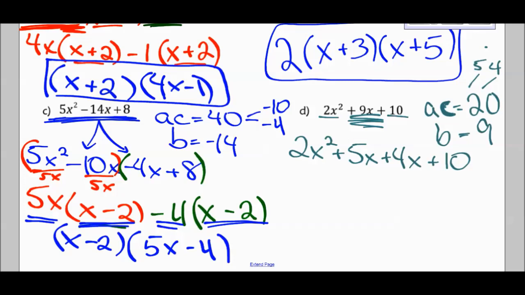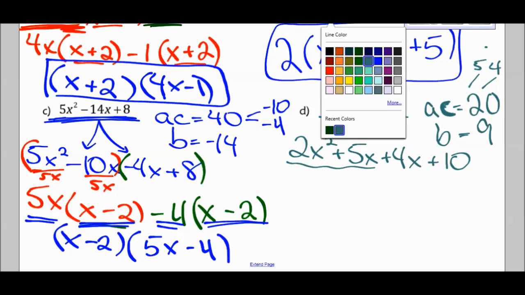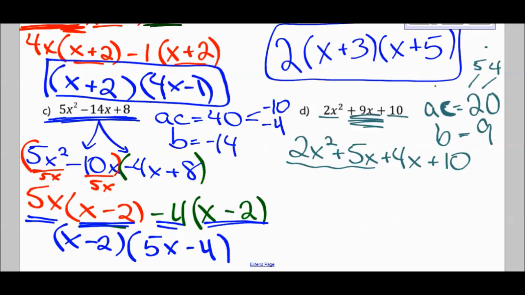What can I factor out of these first two terms? You can't factor out a number. No, we can't factor out a number. You're right about that, but there's something that we can. We can factor out x. Just the x. So the x comes to the outside. It's still 2x plus 5. That part didn't change.